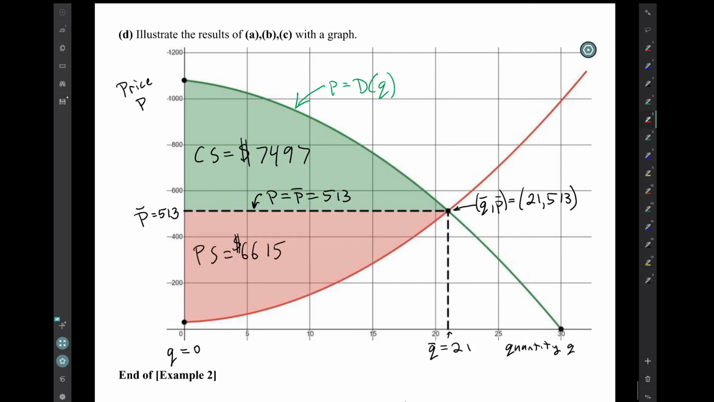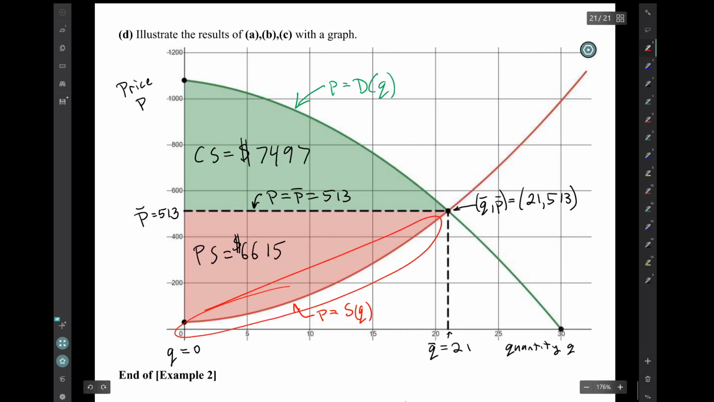That region is bounded above by the horizontal line with equation P equals 513, bounded below by the supply price curve, bounded on the left by this vertical line with equation Q equals 0, and bounded on the right by Q equals Q bar equals 21. And remember what the producer's surplus represents. That represents the amount of money that producers will feel like they saved if the selling price is $513.